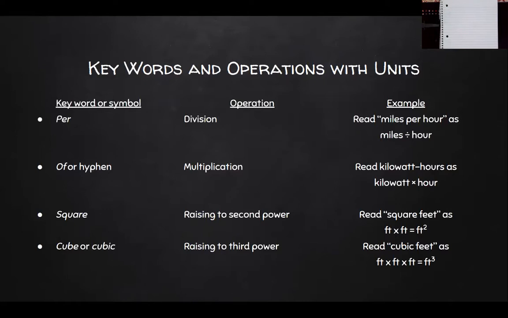When we see the word per, you're going to think division. So miles per hour, think about miles over hour. In these division problems, we're going to represent these as fractions, and you'll see that here in just a minute. Anytime you see the word of or a hyphen in between two things, that means multiplication. Like kilowatt hours or foot pounds is another one where you're multiplying two units together.